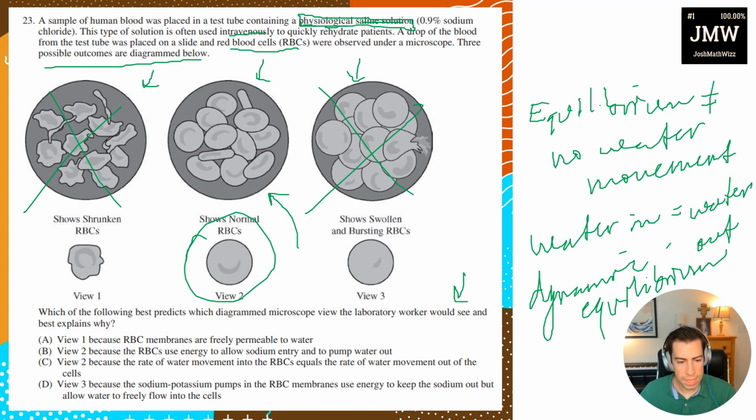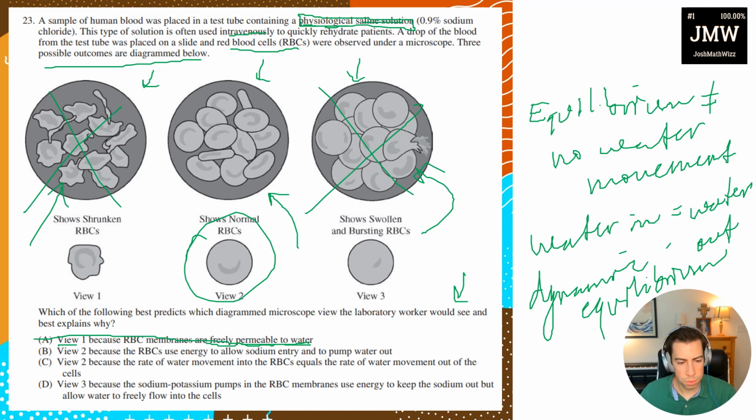So choice A says, view 1 because red blood cell membranes are freely permeable to water. So if they were freely permeable to water, then it shouldn't look like that, right? If anything, it should look like this. But again, that's not the case, so answer choice A is out.